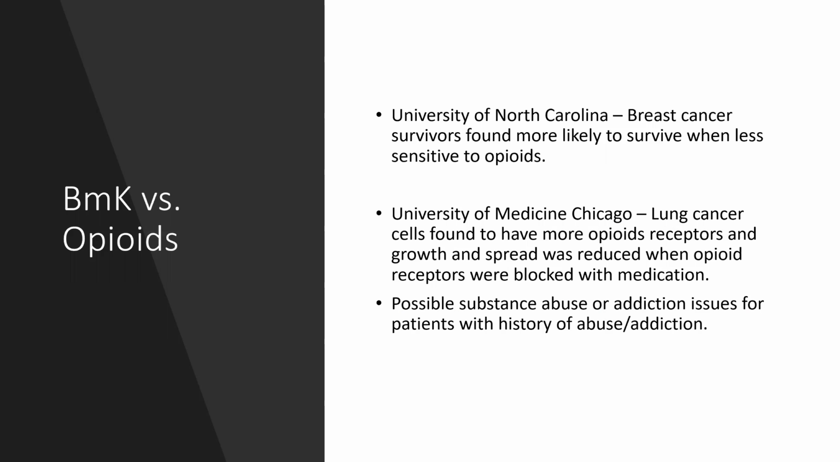Another study by the University of Medicine Chicago found that various types of human lung cancers have 5 to 10 times as many opioid receptors as non-cancerous lung cells. These cancer cells that had additional copies grew more than twice as fast as tumor cells that lacked extra receptors when transplanted into mice and were 20 times more likely to spread to distant sites. Medication blocking the opioid receptors reduced the tumor growth and spread.